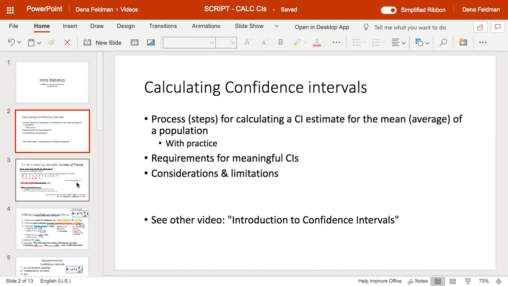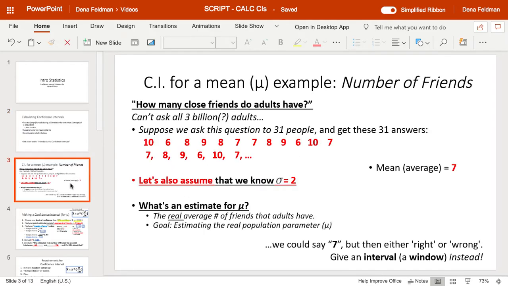And in the meanwhile, suppose here we have an example situation. Suppose you're needing to know generally how many close friends adults generally have. And when we think about it, we realize we can never ask all the adults on the planet, so we'll maybe ask 31 people and get these 31 answers.